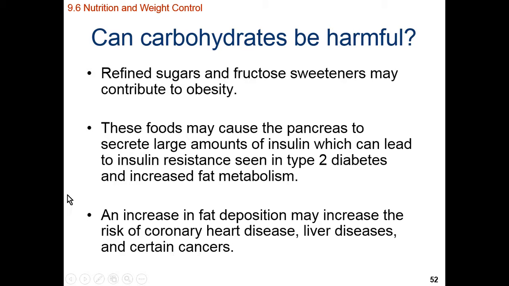Now, something that should be emphasized is that fat deposition can increase the risk of coronary heart disease. So as patients have increased amounts of sugars and increased amounts of insulin resistance, they are going to have increased amounts of adipose or fat generation in their bodies. And this increased fat deposition can cause other health problems associated with cardiovascular disease.